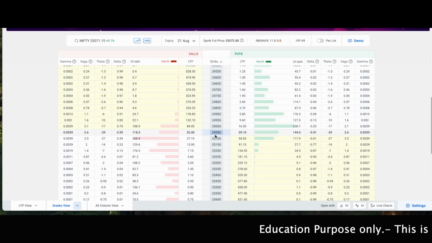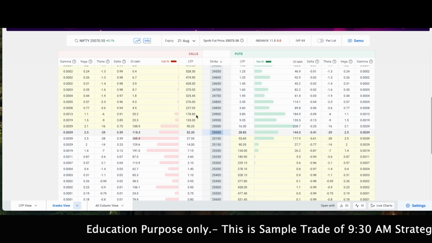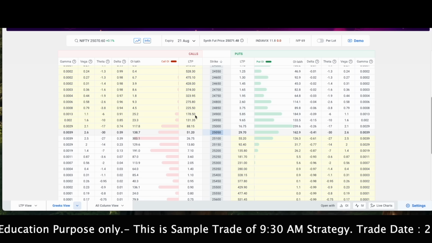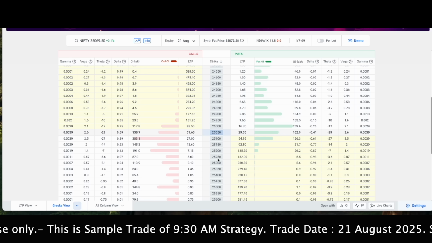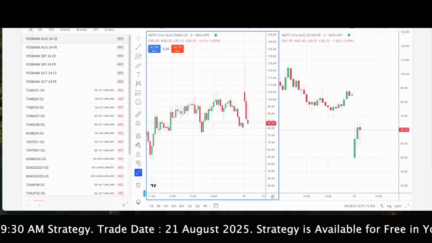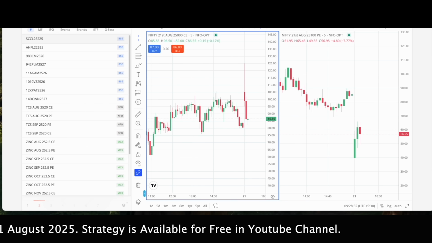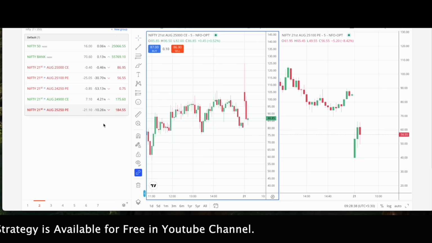Traders, today is expiry day. 25,050 is where the market is currently trading. 24,900 call option is near 178, and 25,250 put option has broken 183.